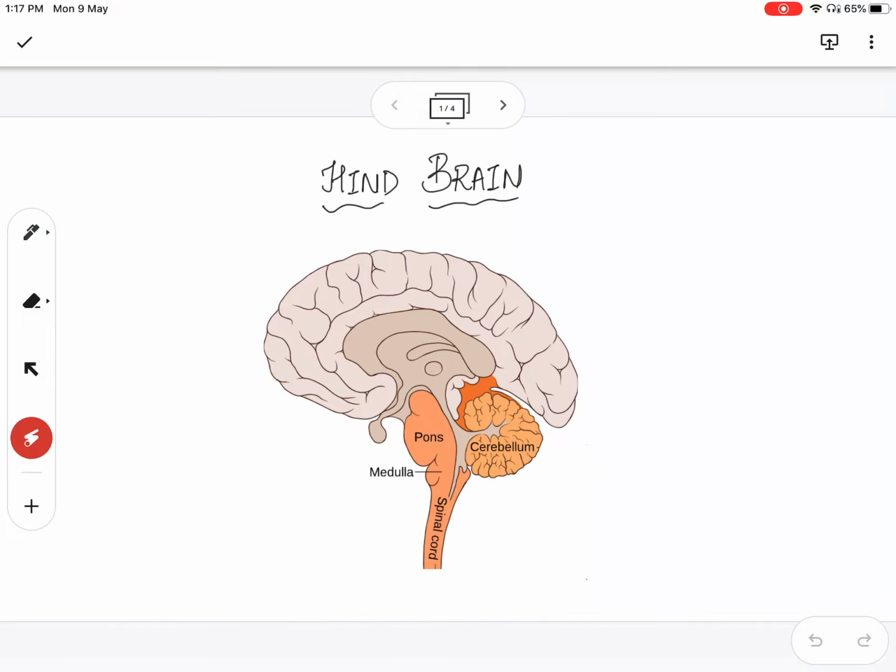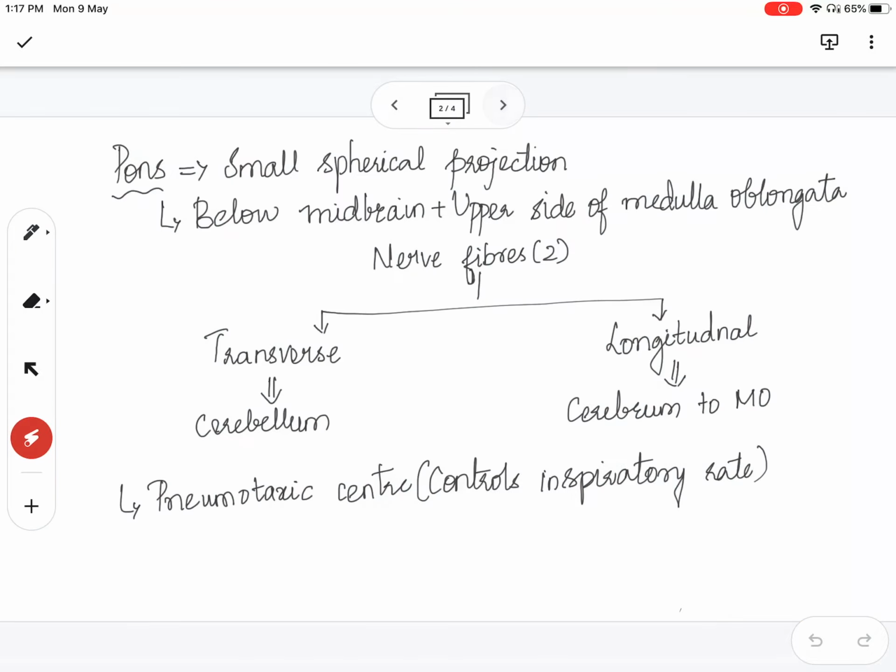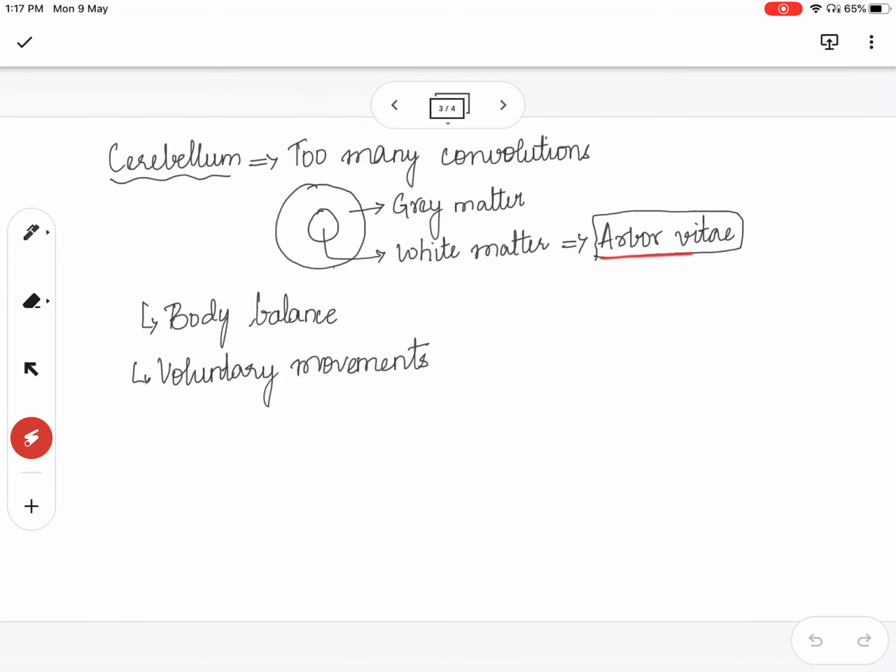So that tree-like structure is called what? Over here, arbor vitae. A question on this has also come. Which matter? It is the white matter, present on the inner part of the cerebellum. The inner matter is white matter, the outer matter is gray matter, and they are going to spread themselves to form a tree-like structure that is called arbor vitae.